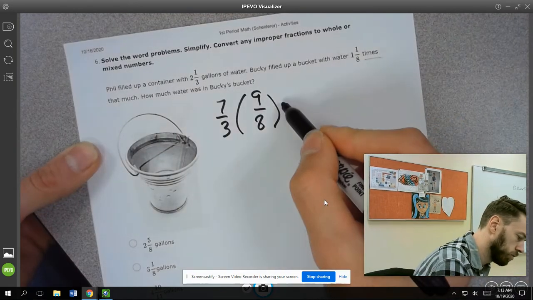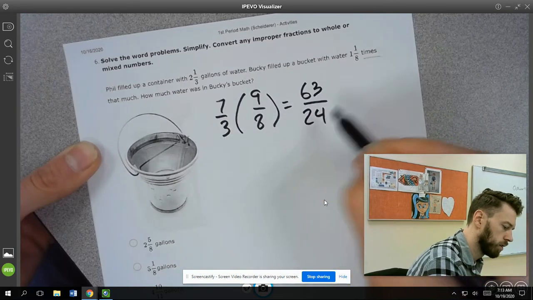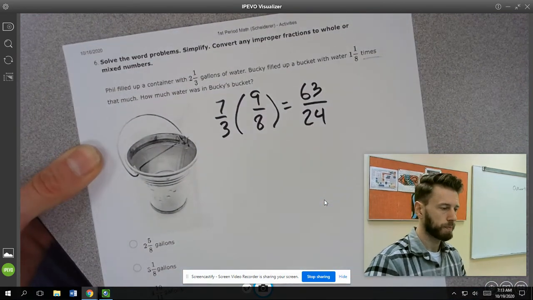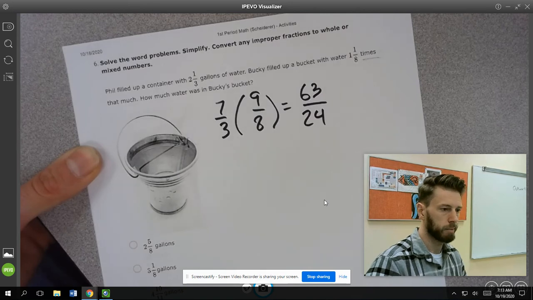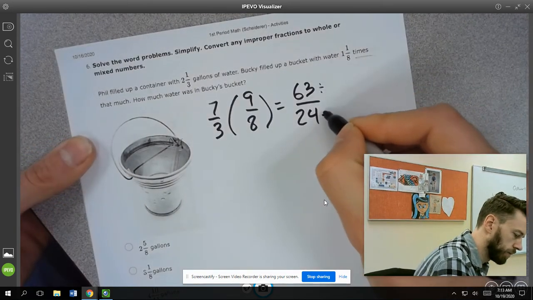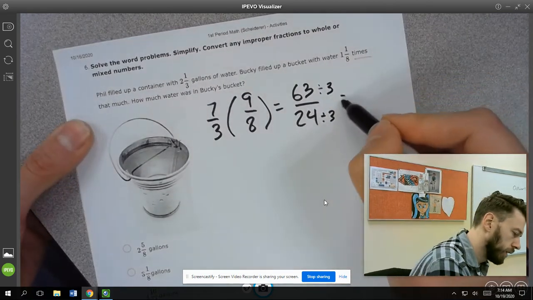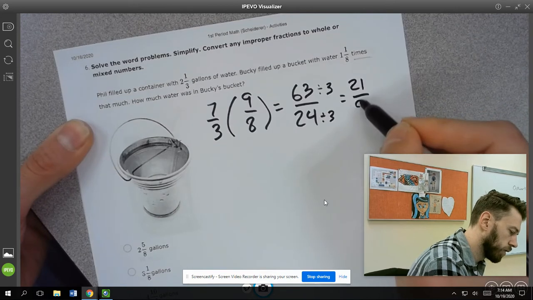And then I'm going to multiply across, 3, 4. And this needs to be divided. It also needs to be simplified as well. I'm going to do that first, maybe save myself some time. Divide by 3 here. This would be 21 over 8.